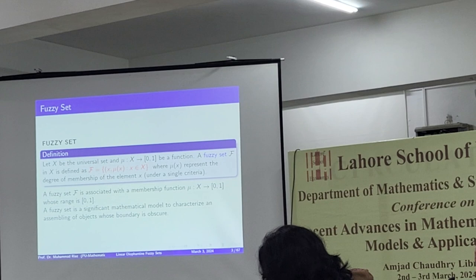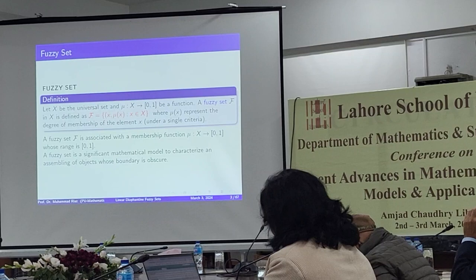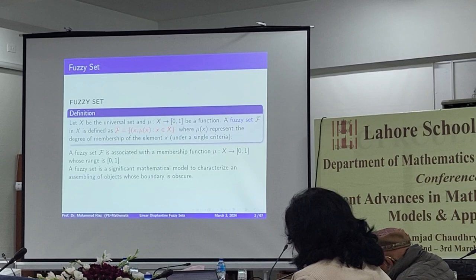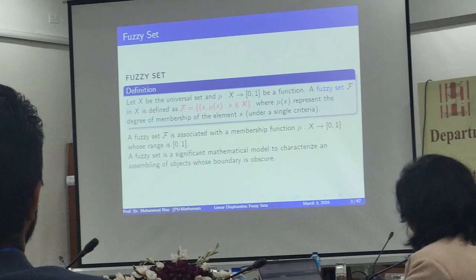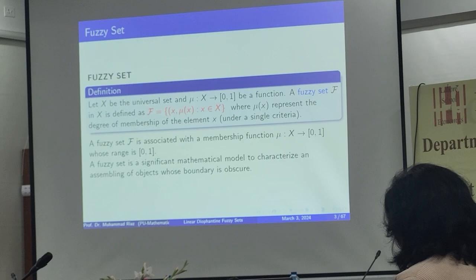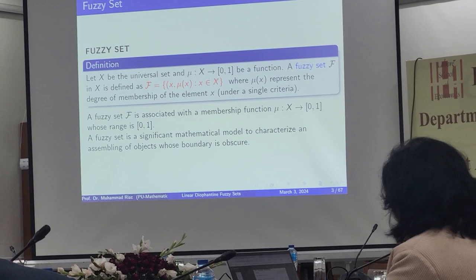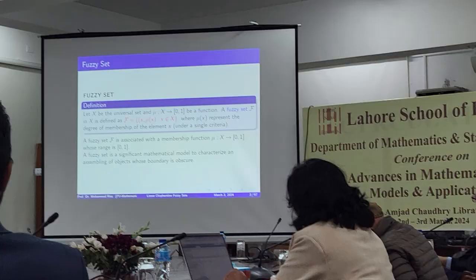So usually we consider the closed interval 0,1 because this set is closed and bounded. So instead of taking the whole real line, you can say the 0,1 interval is a compact set, and this is homeomorphic to the real line R. So anyone can take the closed interval 0,1 instead of R.